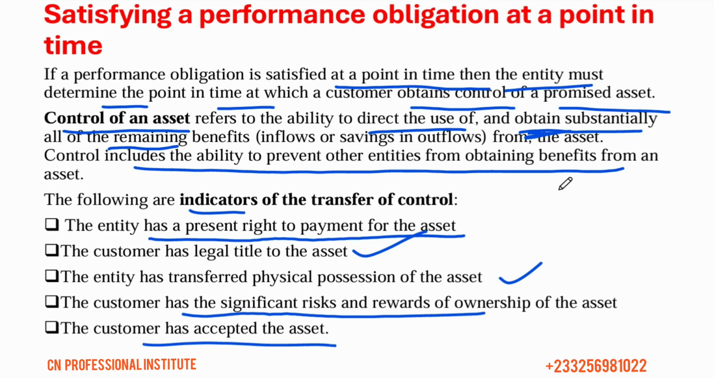So if these conditions are met, then we say there's control, and immediately there's control, then the standard says we should record what? Revenue. We can record revenue when these conditions are what? Met. So these are indicators of what? Control. I get it.